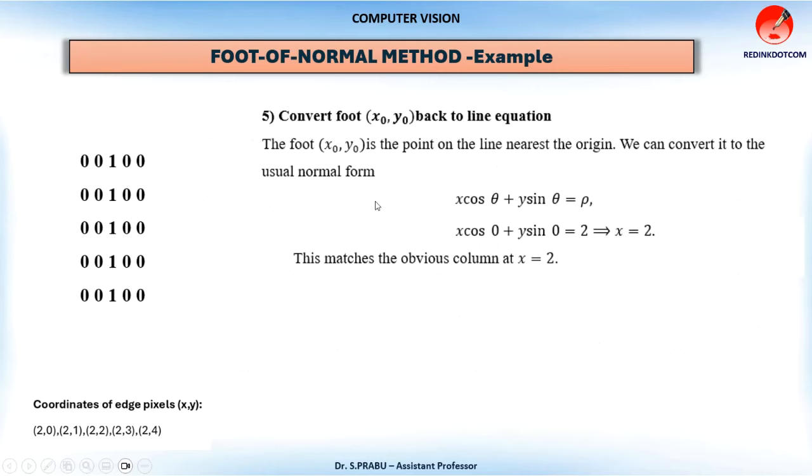Then the final step is to convert it into the original format. So we can convert this foot of normal result into the original form. Now the equation is x equal to 2. So this is the confirmed line equation for the given image.